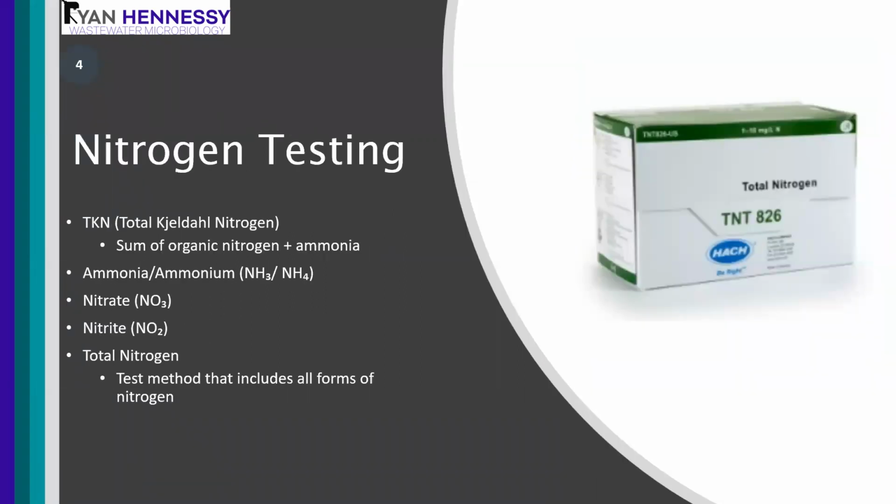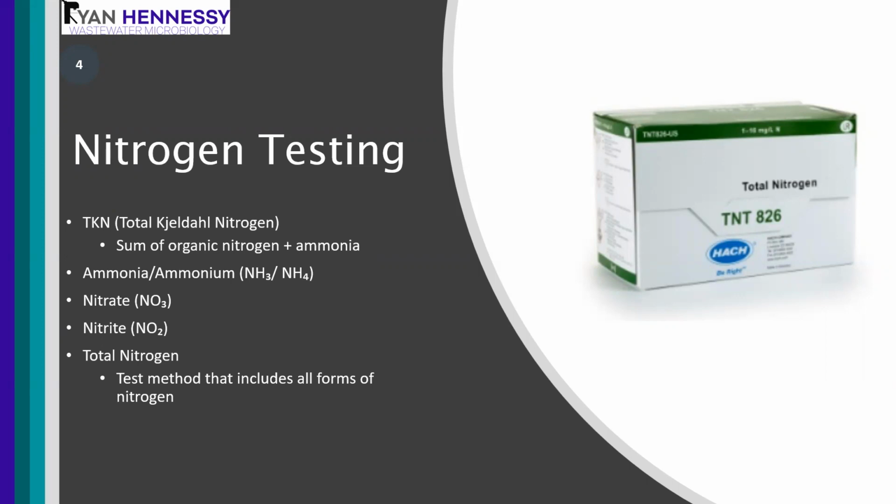So when we test nitrogen, we have a series of different tests, and we'll get into permit requirements and what most plants have and that type of thing. So the different types of testing is TKN. So TKN is a representation of the total organic nitrogen plus the ammonia.